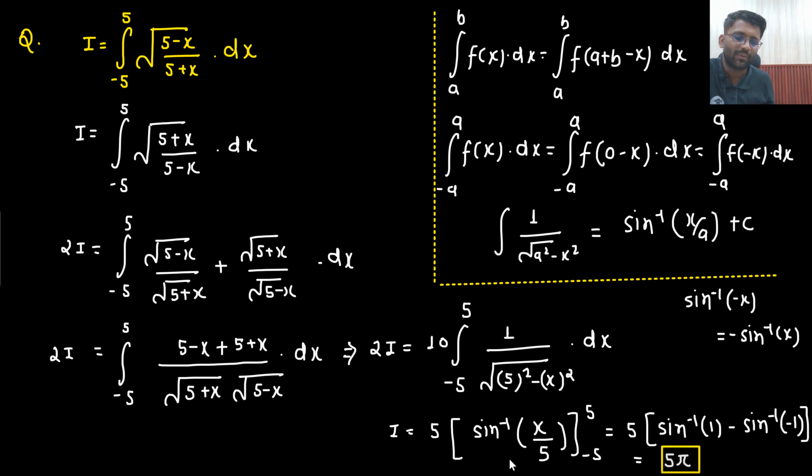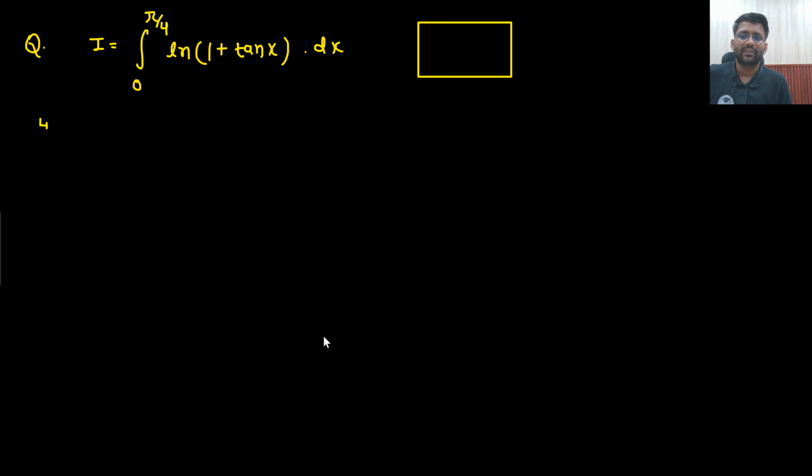Sine inverse 1 is pi by 2. Sine inverse minus 1 could be written, minus sign goes outside. So this will become sine inverse 1 again. So this will become tan into sine inverse 1. What is sine inverse 1? Sine inverse 1 is pi by 2. So tan into pi by 2 will be 5 pi. This will be the answer. Understandable? Let's go to the next one.